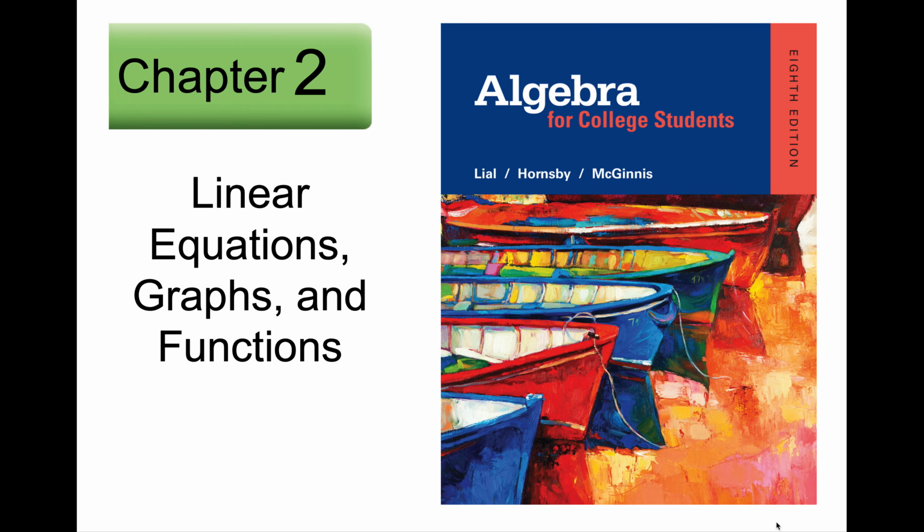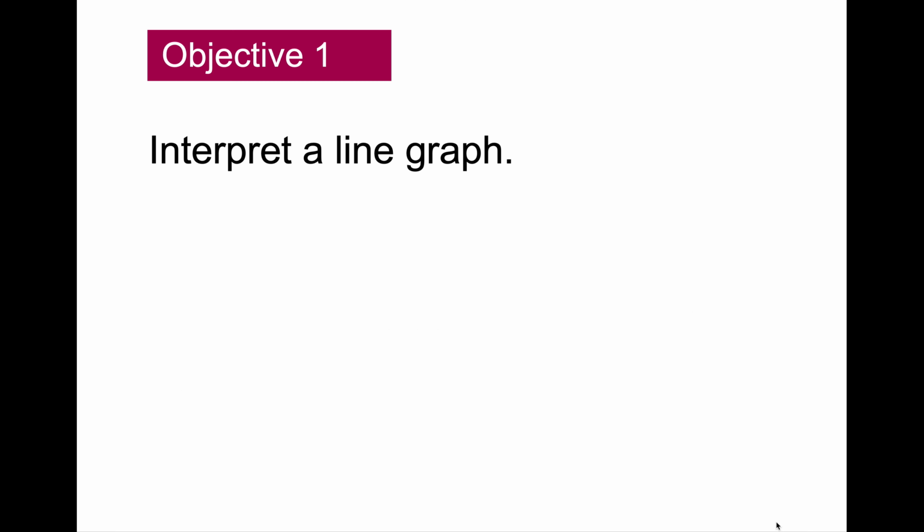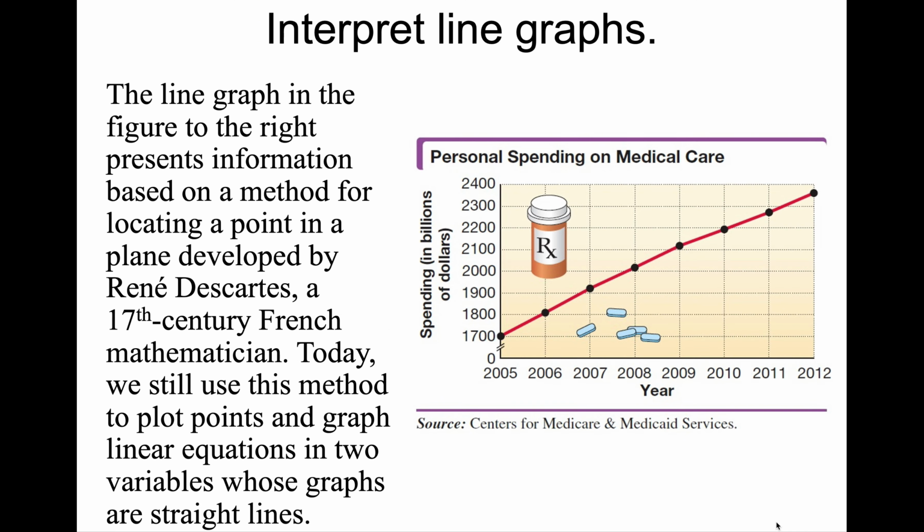So now we're going to venture into chapter 2, and we're going to look at linear equations in two variables. So far we've only seen linear equations with an x. Now we're going to look at ones with an x and a y. So the first one, let's interpret a line graph.